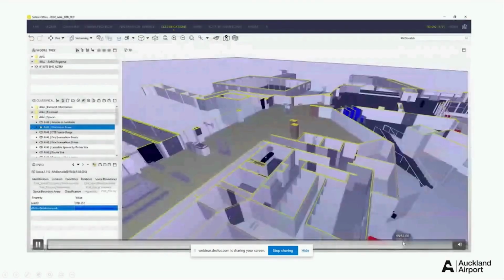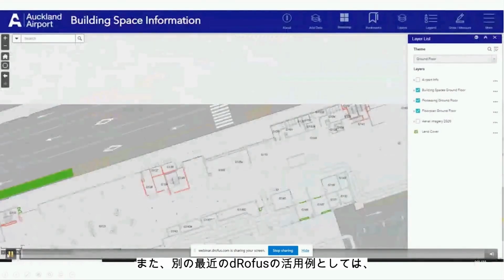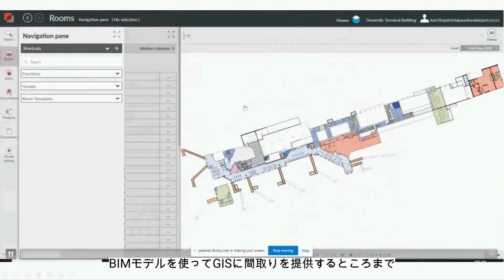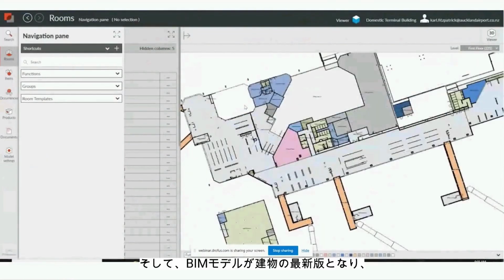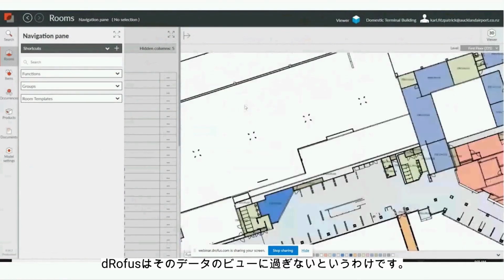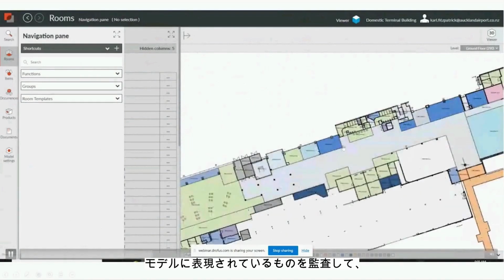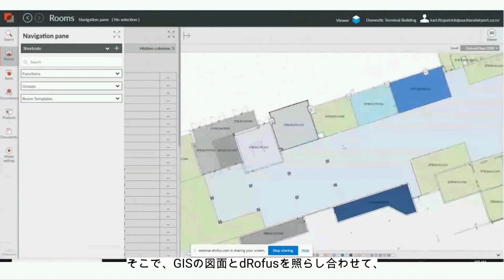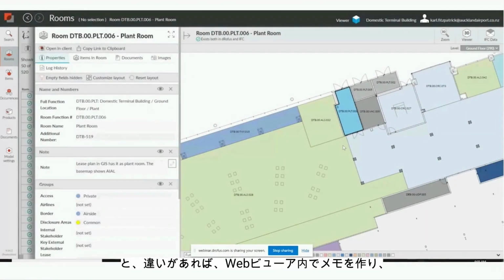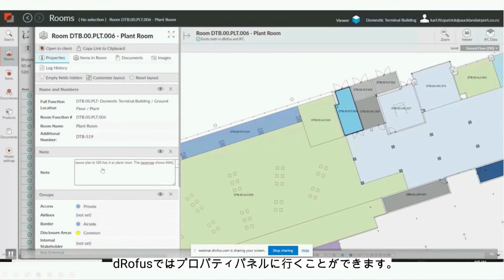So yeah, and then another example of using dRofus recently is that we've got our GIS plans and we want to get to the point where we use the BIM models to provide the floor plans for GIS, so that the BIM models become the most up-to-date version of the buildings, and dRofus is just a view of that data. But at the moment we need to audit what's in GIS and what we have represented in the models and then find discrepancies. So here I've gone through checking the GIS plans against dRofus and seeing where there are discrepancies, and if there's a difference, I've made a note within the web viewer and included GIS somewhere within the note.